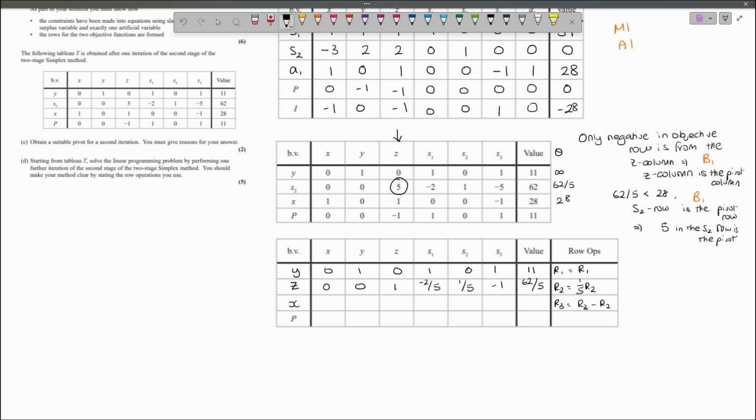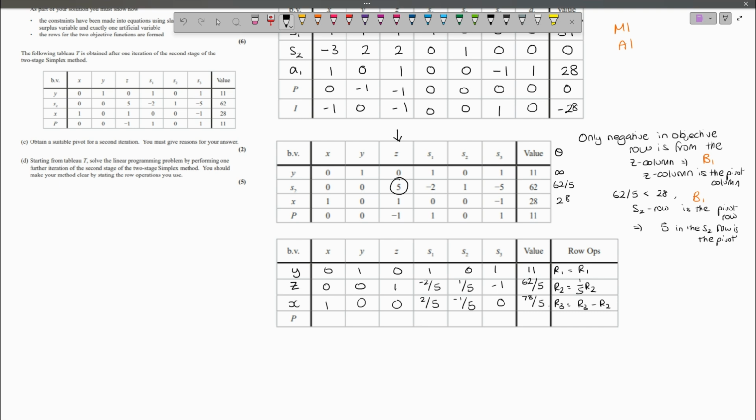So we're going to go along. 1 subtract 0 is 1. 0 subtract 0 is 0. 1 subtract 1 is 0. 0 subtract negative 2/5 is positive 2/5. 0 subtract positive 1/5 is negative 1/5. And a negative 1 subtract negative 1 becomes 0. Then last but not least, 28 subtract 62/5 is the same as 140/5 subtract 62/5, which becomes 78/5.